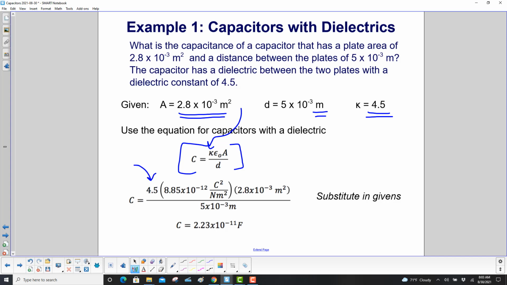Here's our dielectric constant. We have epsilon 0, which again, you do not have to memorize. That will be on your formula sheet. Then put your area, cross-sectional area of the plates, distance between them, carry out the math, and get 2.23 times 10 to the minus 11th farads.